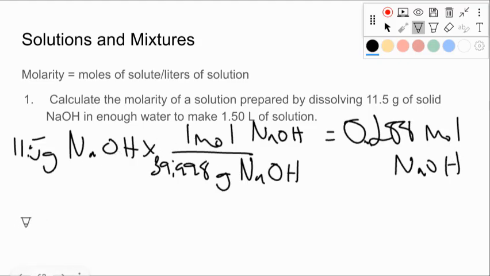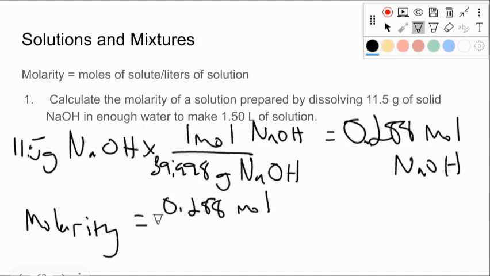So then I'm going to solve for molarity. Molarity is equal to my number of moles, which is 0.288 moles. You do not have to write the substance down when you're doing the actual molarity; you do with the conversions. Divided by your liters of solution, so 1.50 liters. And so then you're going to divide that out. So 0.288 divided by 1.5 gives me 0.58.